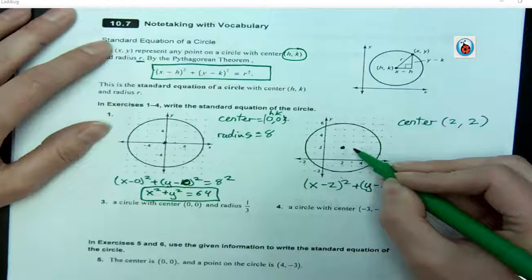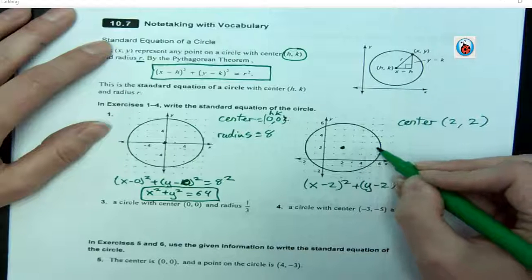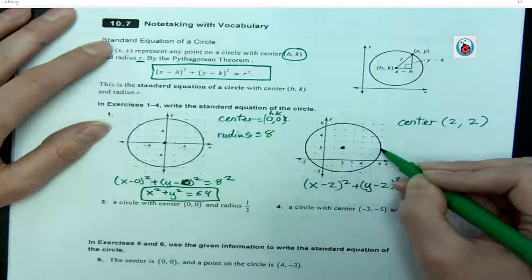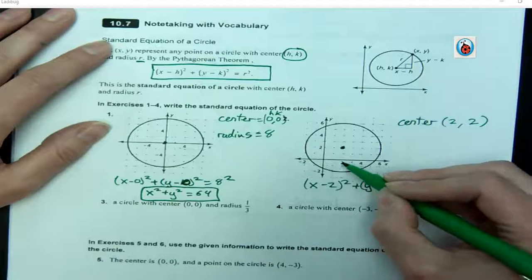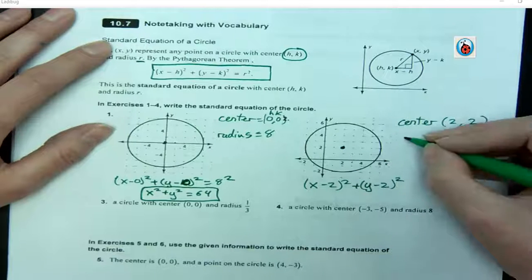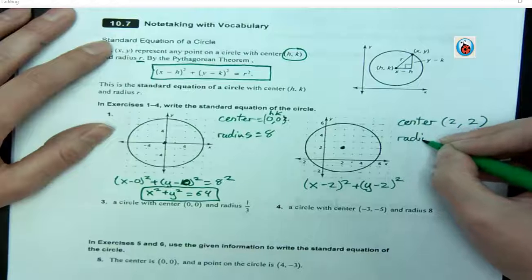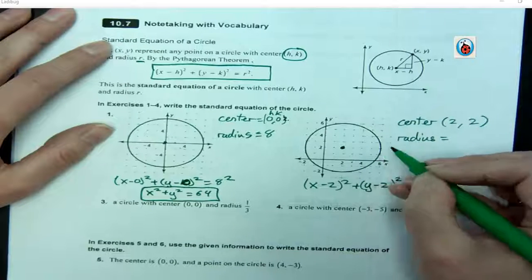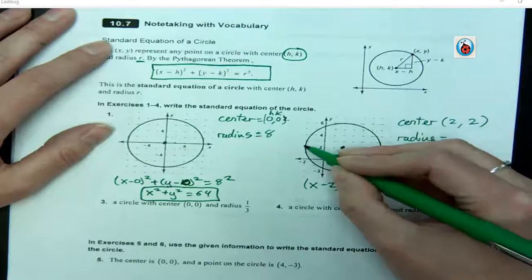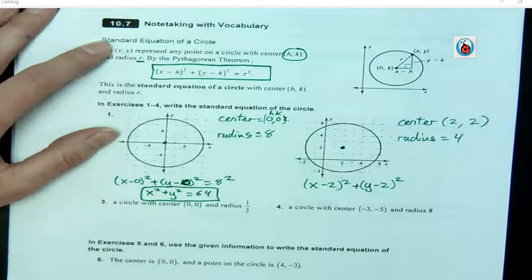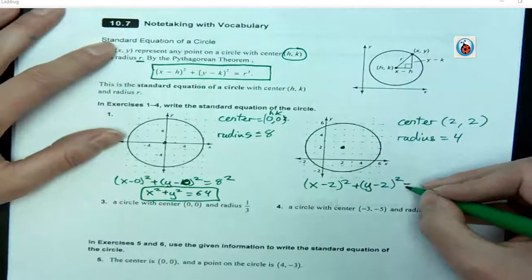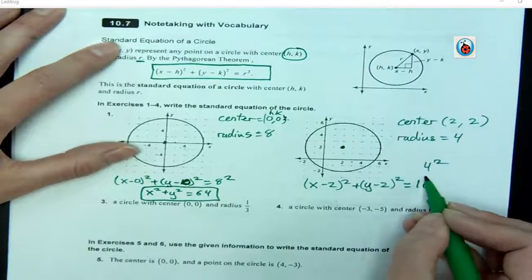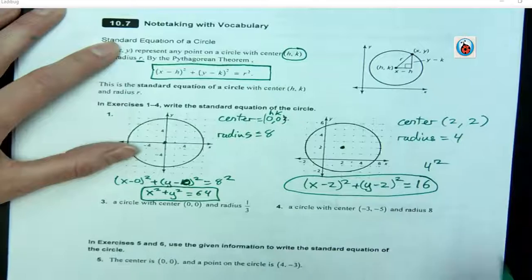My radius is 1, 2, 3, 4, and this time I look, it is counting by 2. So my radius is 4. Sorry, it is counting by 1s. I'm going from 2 to 6, which is 4. 2 to 6 is 4. 2 to negative 2 is 4. And so that equals 4 squared, which is 16. And that is my answer.